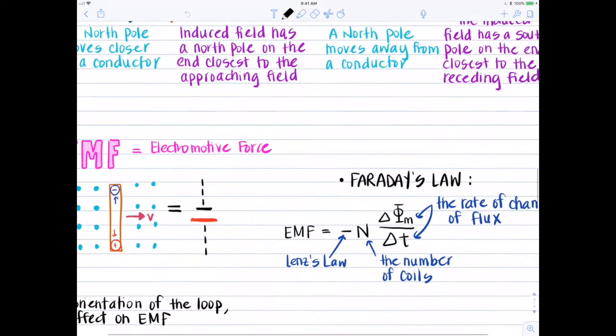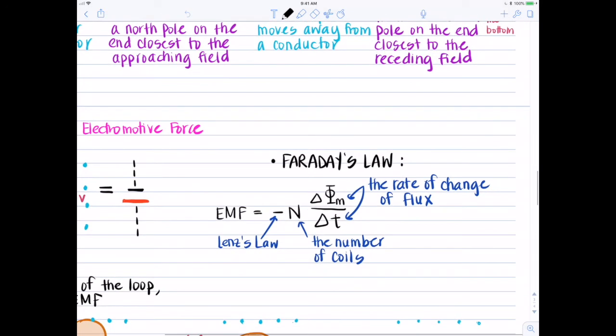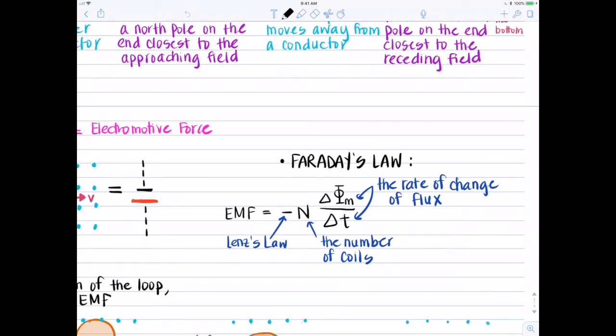Now, the one formula that we had regarding EMF and how to calculate it was Faraday's law. So here we see EMF, electromotive force, and please do not get that confused with electromagnetic force. We don't have an acronym abbreviation for that. We just have an acronym for electromotive force. So EMF equals negative N times the rate of change of flux.